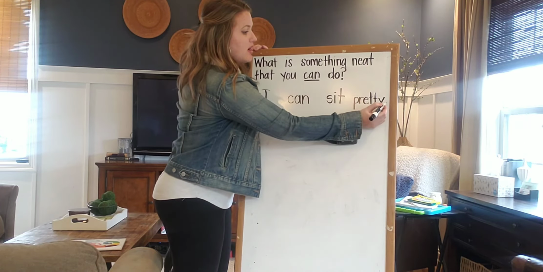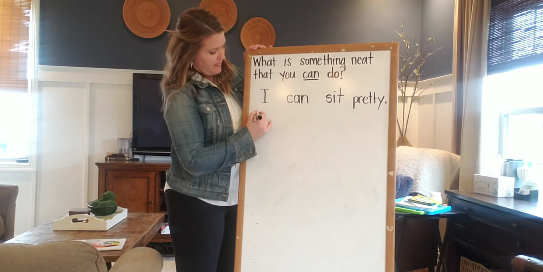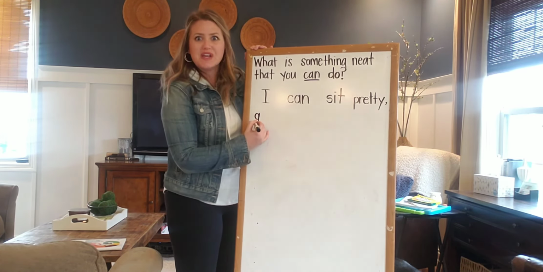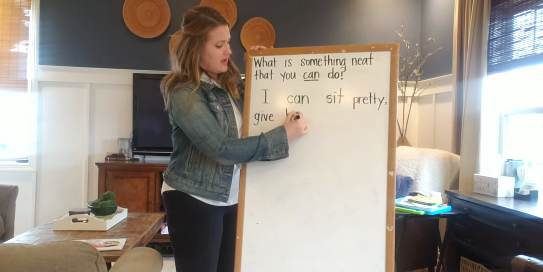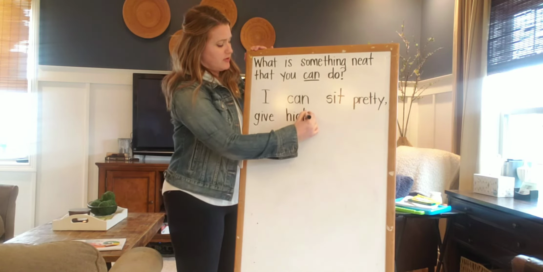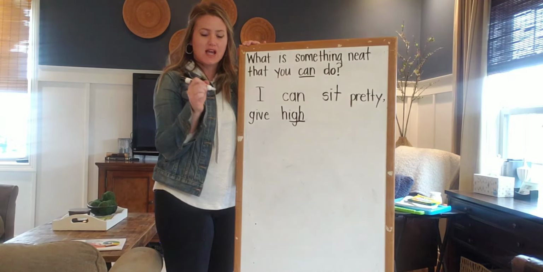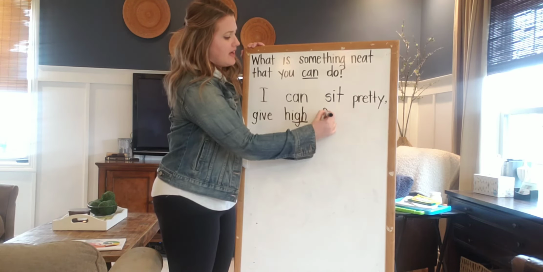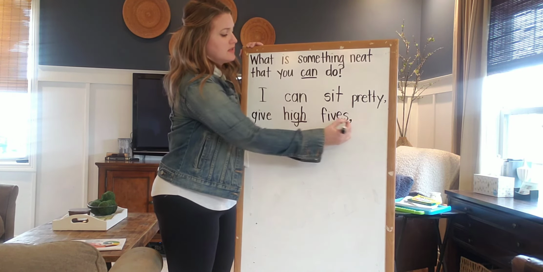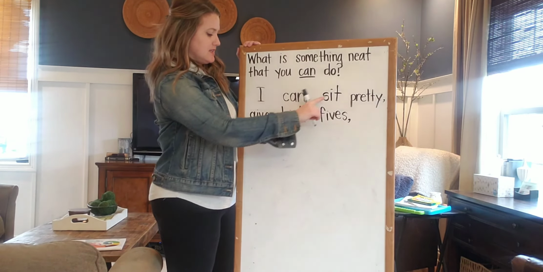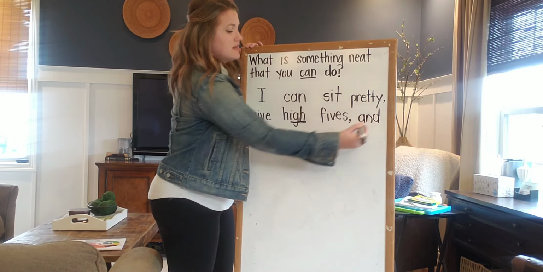So I'm going to put a comma to take a break and make a list. I can sit pretty, give. Ooh, I'm going to use that new sight word. Give. Give high. High is spelled with a really neat team of letters. I-G-H says I. Give high fives, comma, because I'm going to list one more thing. I can sit pretty, give high fives, and stand.